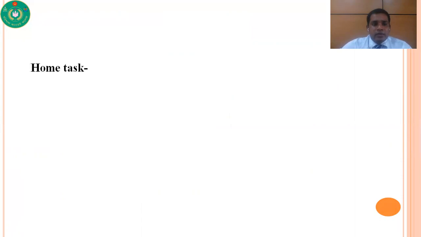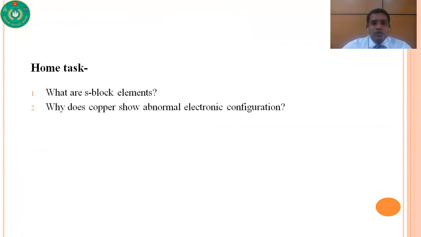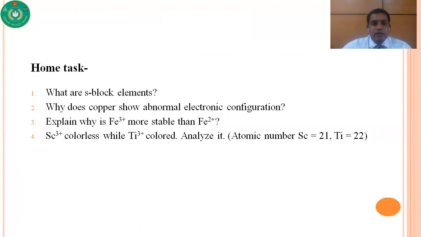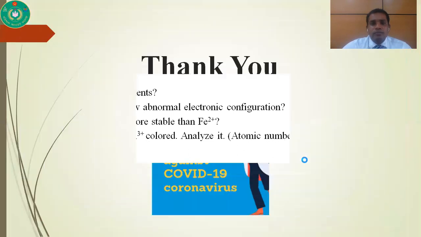And here is a homework for you. First question, what are s block elements? Second one is, why does copper show abnormal electronic configuration? Third one, explain why Fe3+ is more stable than Fe2+. And last one, scandium 3+ is colorless while titanium 3+ is colored. Analyze it. Here the atomic number of scandium is 21 and titanium is 22.